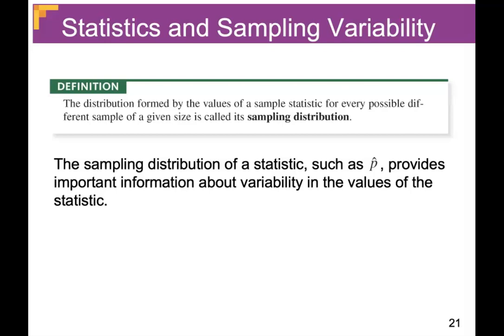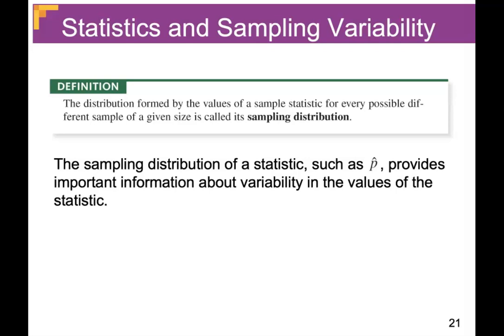If we were to create a distribution formed by values of a sample statistic for every single possible different sample in that population of the same size, that's our sampling distribution. Now, of course, we would not find every single sample that's possible out of a population, because that completely defeats the whole idea of using a sample to make predictions about the population. But we're looking here at the theory.